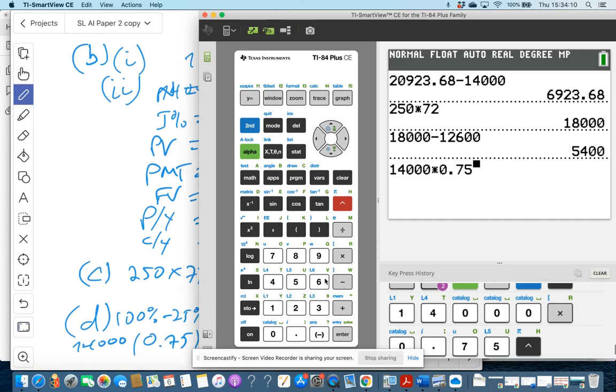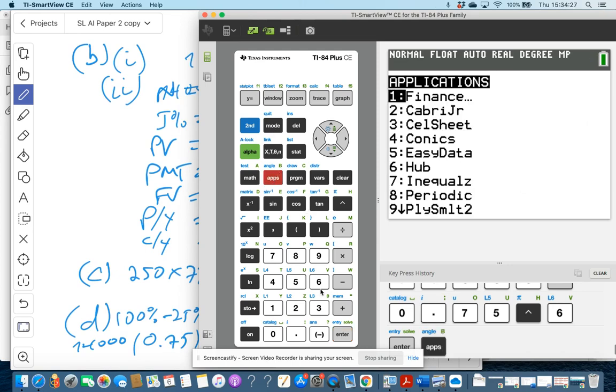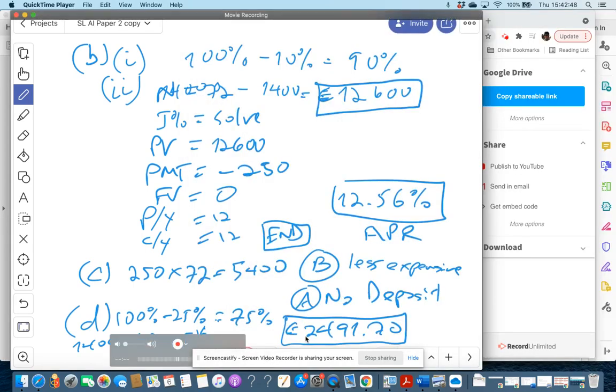times 14,000, 2491. So it's only worth 2491.70, round it correctly. That's what the car depreciates to. There, exactly the same answer. Okay, there's the answer, 2491.70.